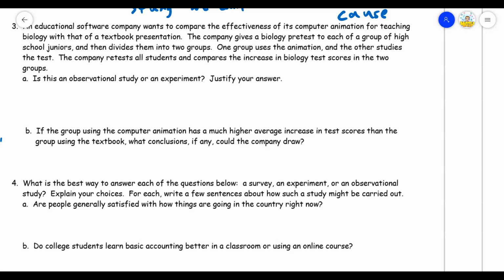So hopefully we said this is an experiment. And now let's talk about what's the treatment here, or treatments. Let's answer that. So there's two treatments right here.